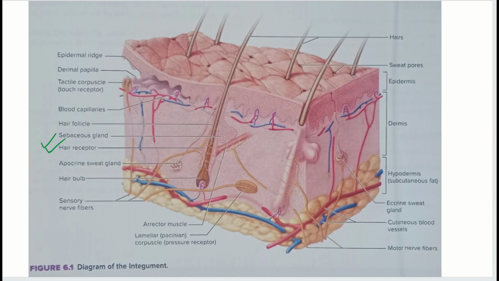The majority of the fibers of the dermis are irregularly arranged collagenous fibers, along with a lesser number of elastic and reticular fibers. The collagenous fibers provide strength and flexibility. The elastic fibers, as the name implies, provide elasticity to the skin.